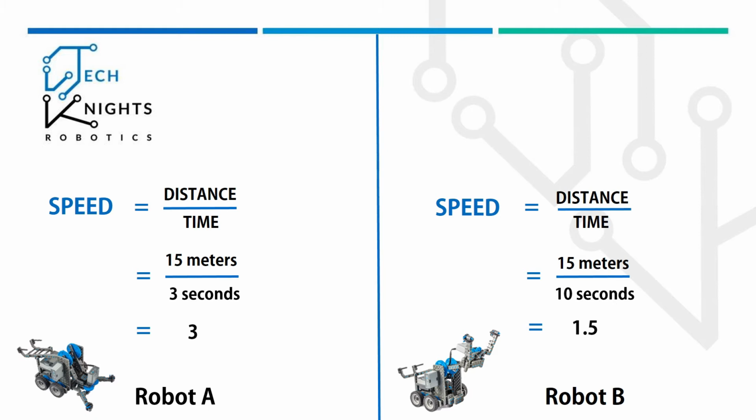I don't think so, because a mere number cannot be a physical quantity without a unit. Since we used meters for our distance, and seconds for our time, meters per second is now our unit. Here, the speed of Robot A is 3 meters per second, while Robot B is 1.5 meters per second. We can confirm that Robot A really traveled faster than Robot B.